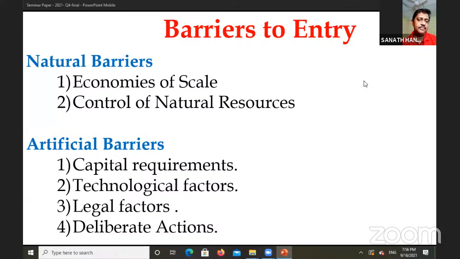Write down these natural barriers: economies of scale and control of natural resources. Natural barriers, artificial barriers, write down the subcomponents.